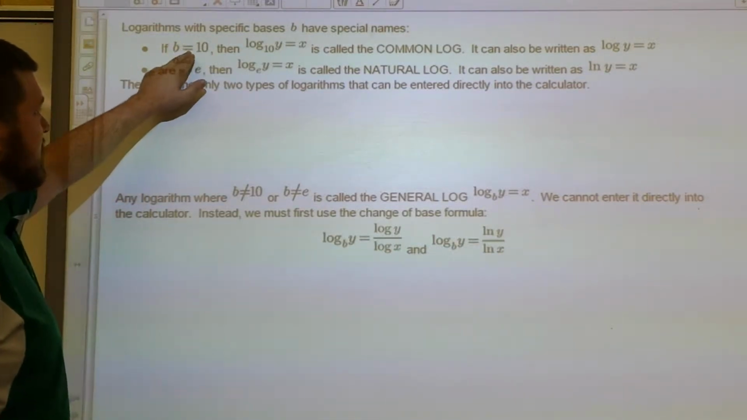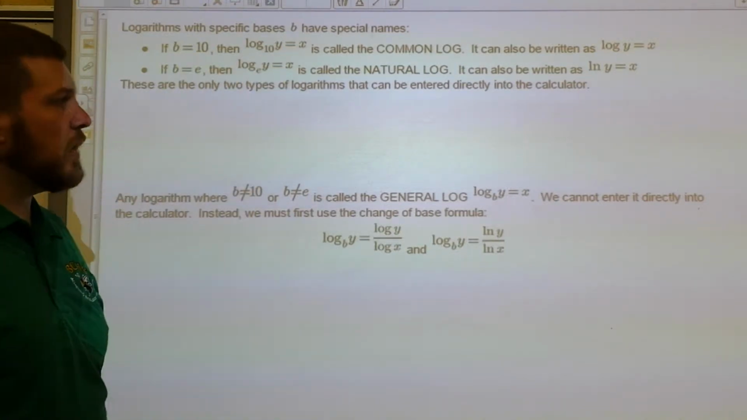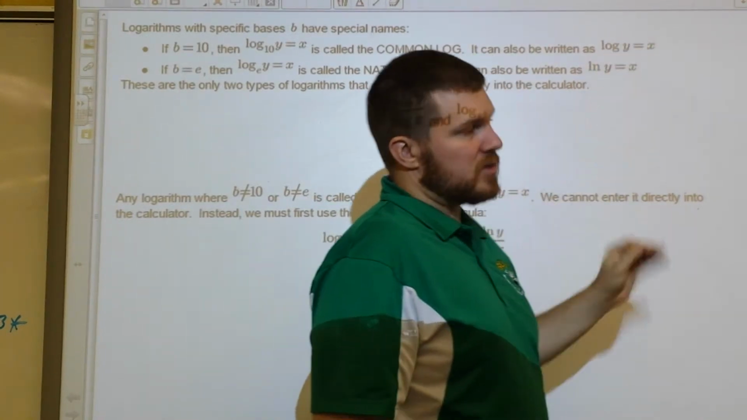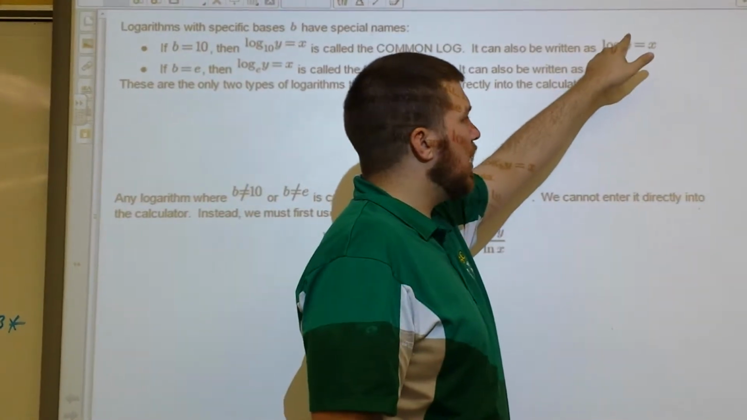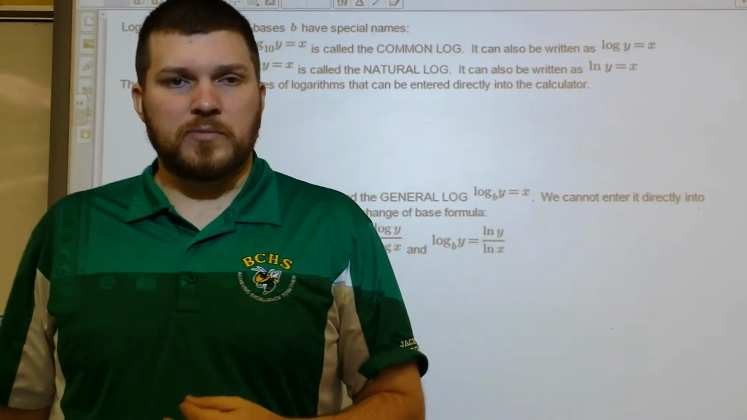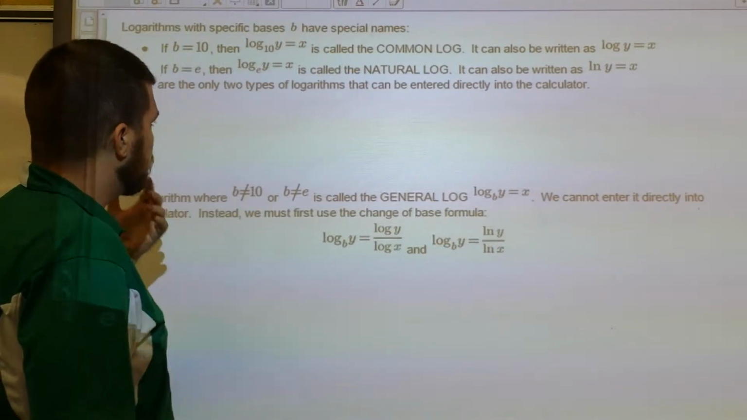If the base is 10, then you can write it log base 10 of y equals x. That's called the common log. However, most of the time we're just going to call it log of y equals x. So if you just see a log of something, that's the common log. The base is understood to be 10. And we can put that in our calculator. We'll see that later on.